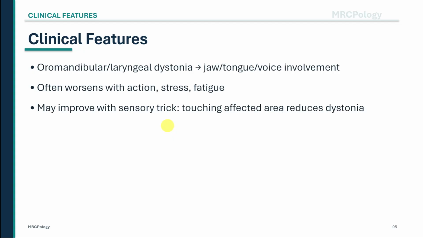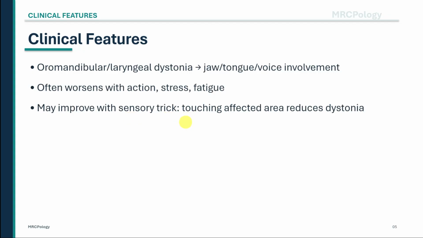Oromandibular dystonia involves the jaw and tongue. It may cause jaw opening, jaw closing, jaw deviation, tongue protrusion, or difficulty with chewing and speech. Laryngeal dystonia affects the voice and can produce strained, breathy, or interrupted speech. A very useful clinical clue is that dystonia often worsens with action, stress, and fatigue. It may improve with a sensory trick, also called a geste antagoniste. For example, a patient with cervical dystonia may touch the chin or side of the face and temporarily reduce the abnormal neck posture. This is a classic exam point.